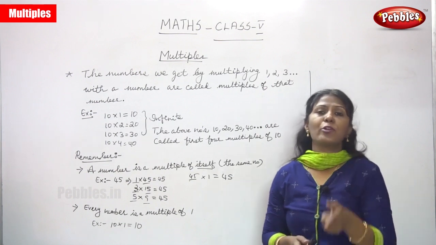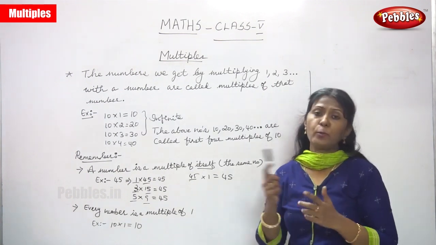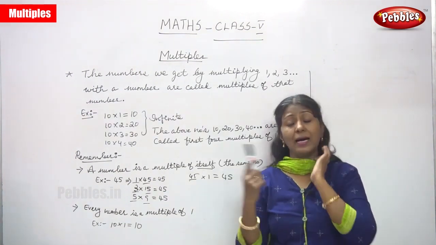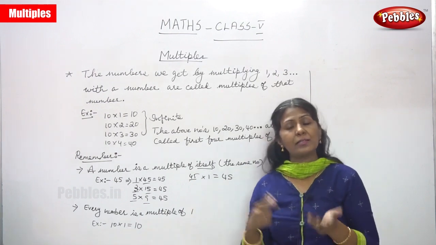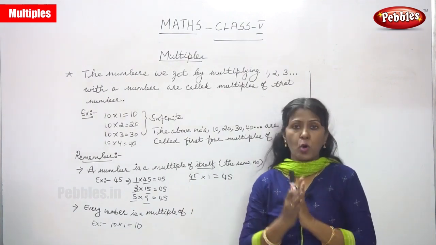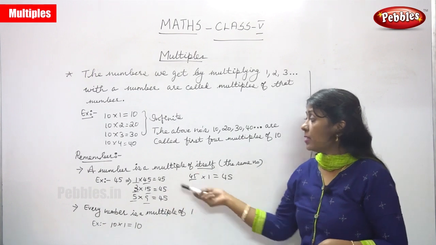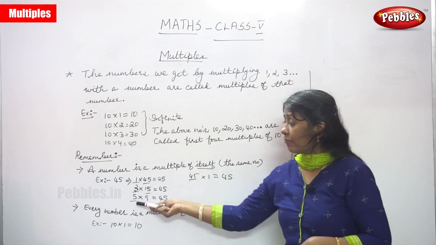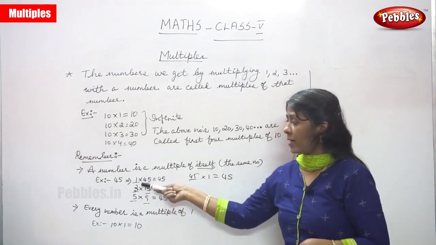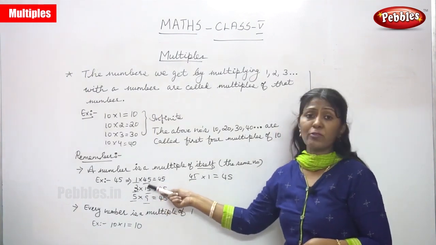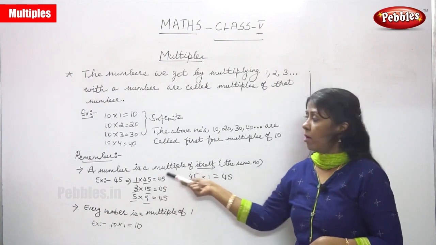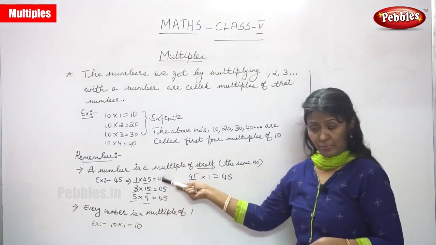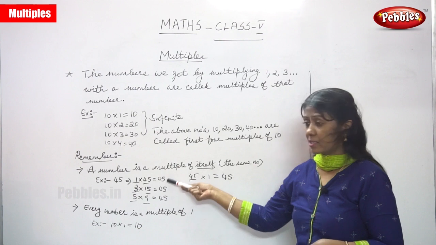For example, 45 into 1 gives 45, 25 into 1 gives 25, 100 into 1 gives 100, 30 into 1 gives 30. This is an example. So 1 into 45 is 45, 3 into 15 gives 45, 5 into 9 is equal to 45. So 1, 3, 5, 9, 15, 45 are the factors of this number, that is 45.